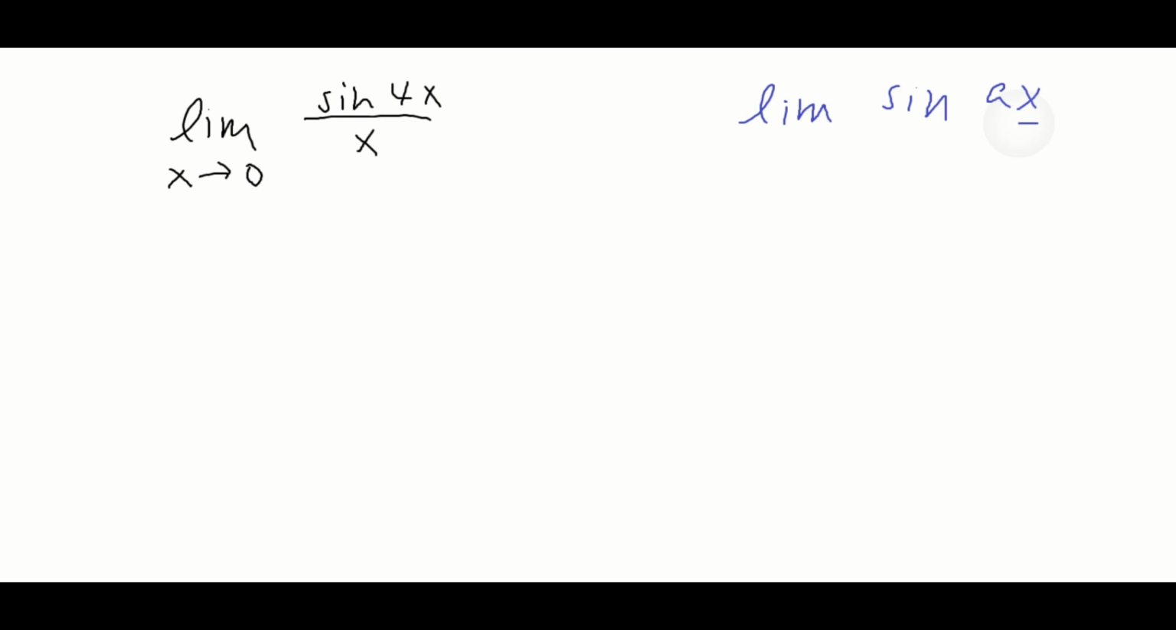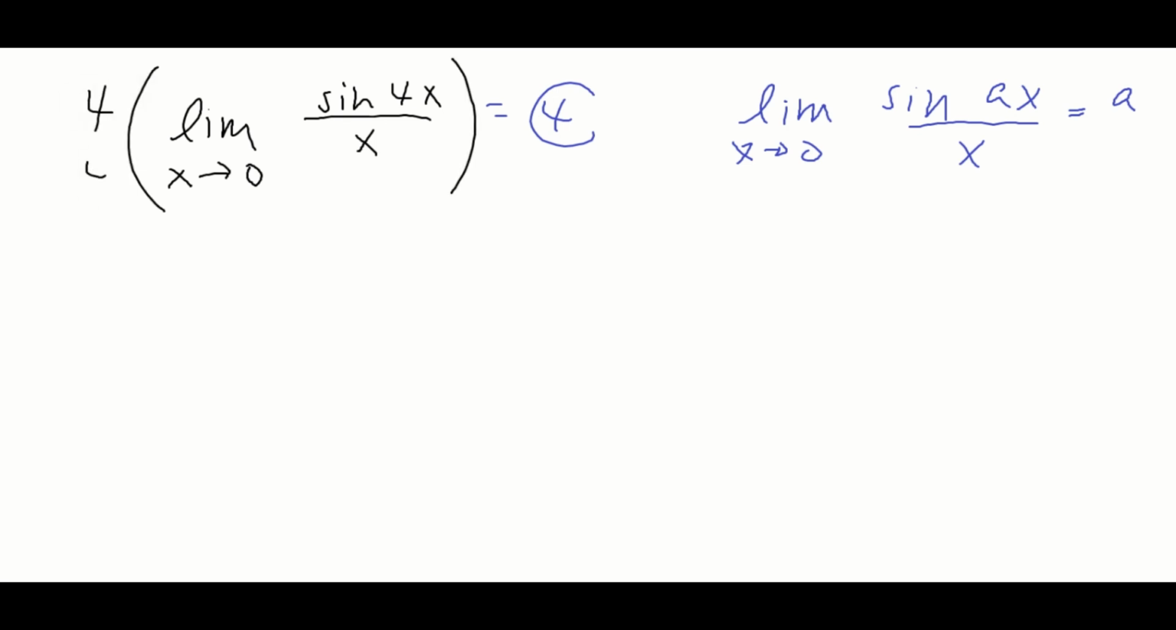Here's another example. Take the limit of sine 4x over x as x approaches 0. Again, pause your video and see if you can identify one of the special trig limits and apply it to this problem. Now, if you remembered that the limit of sine ax over x is simply a as x approaches 0, then you know the answer right away. This is 4. If you didn't memorize that, you can multiply this problem by 4 over 4.